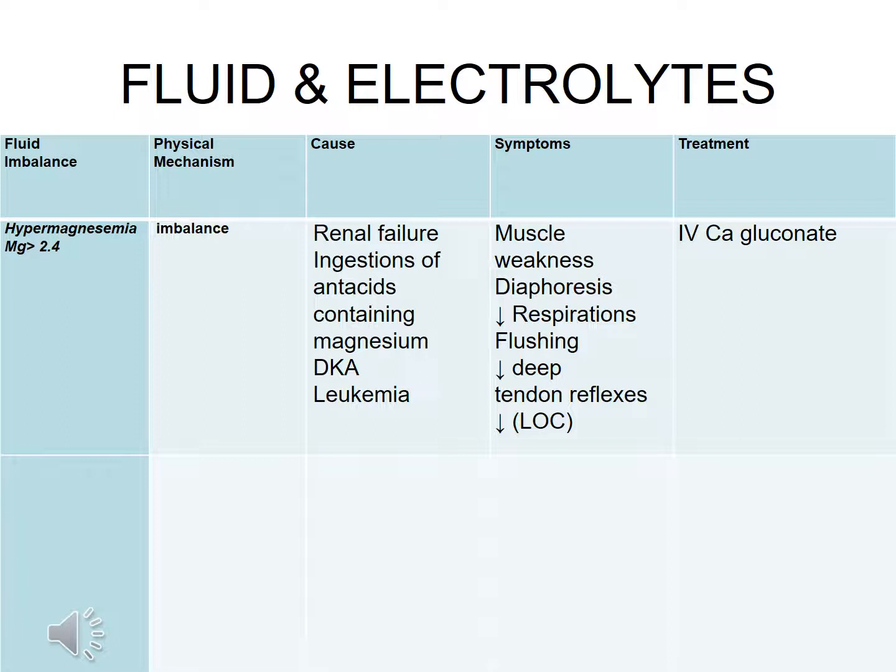For individuals that have hypermagnesemia, or too much magnesium, this electrolyte imbalance can be caused by renal failure or ingestion of too many antacids, such as these individuals that just eat Tums all the time that contain magnesium, diabetic patients that are in diabetic ketoacidosis, or patients that have leukemia. Some of the symptoms are muscle weakness, diaphoresis, decreased respirations, flushing, decreased reflexes, decreased level of consciousness. It's generally treated with intravenous calcium gluconate by licensed personnel.